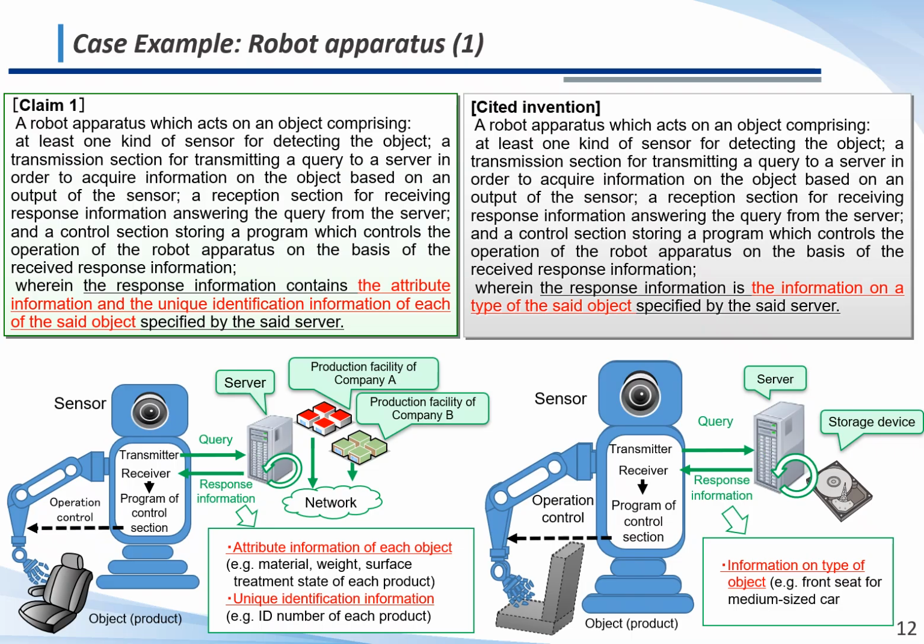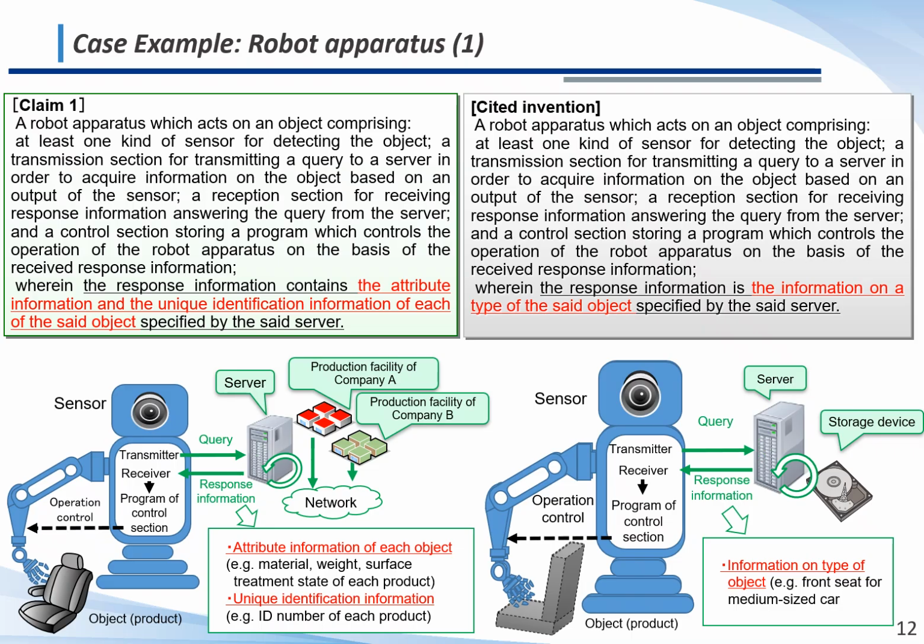Let's look at some case examples related to novelty. This is an invention involving a robotic apparatus. In this example, both Claim 1 of the present invention and the cited invention specify the following elements: at least one kind of sensor for detecting the object, a transmission section for transmitting a query to a server in order to acquire information on the object based on an output of the sensor, a reception section for receiving response information answering the query from the server, and a control section storing a program which controls the operation of the robot apparatus on the basis of the received response information.